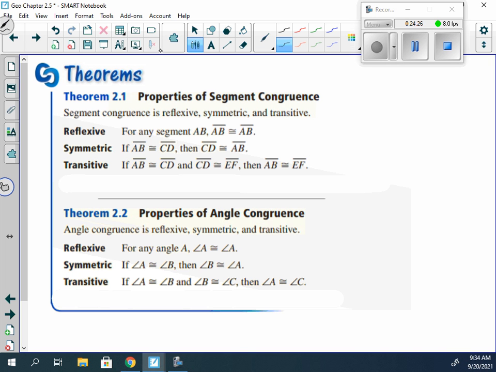We can flip it. And lastly, transitive, the transitive property of segment congruency. If line segment AB is congruent to line segment CD, and line segment CD is congruent to line segment EF, then line segment AB is congruent to line segment EF. Same thing's true for angles. If angle A is congruent to angle B, and angle B is congruent to angle C, then angle A is congruent to angle C. Questions on this here?